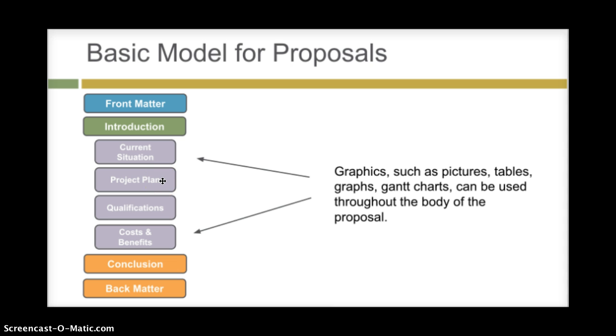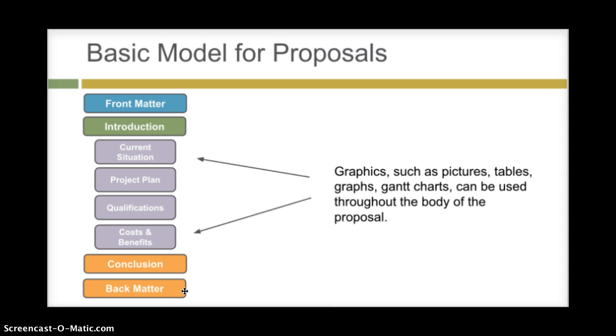We would have another subsection that is the actual project plan itself, a qualifications section, and a costs and benefits section. And anywhere in the body, anywhere within these purple blocks, you could include graphics such as pictures, tables, graphs, Gantt charts. Those can be used throughout the entire body of the proposal. After you've finished talking about the costs and benefits of your proposal, then you would move into the conclusion. Again, the conclusion, like the introduction, has some specific moves that happen within it. And then finally, the back matter.